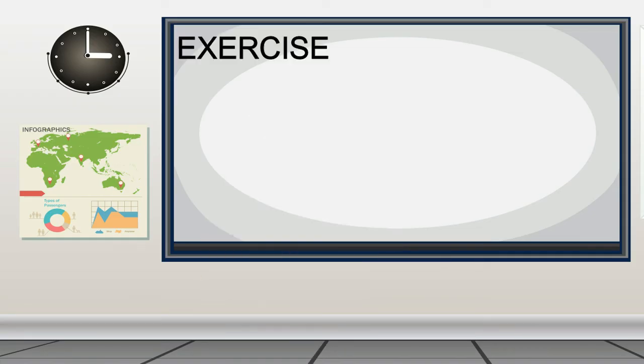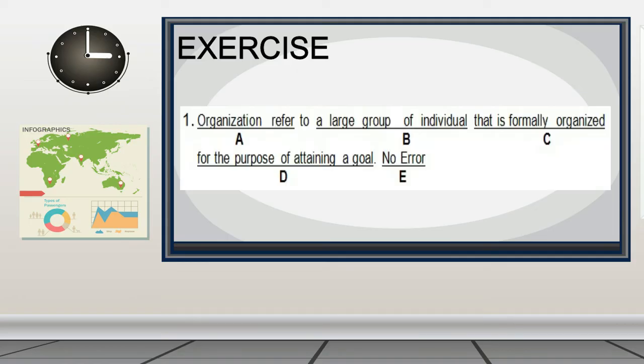Did you understand the lesson? Now let's have a short exercise. Please get a pen and paper and answer the following questions. Read each statement carefully and write letter on the portion that has an error. Write letter E for no error.